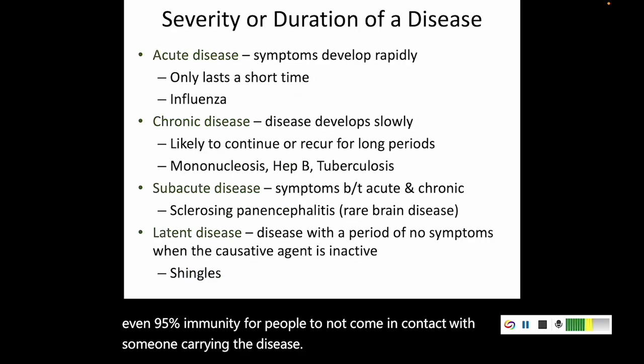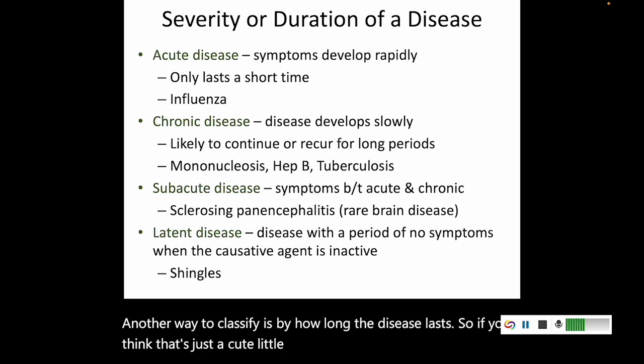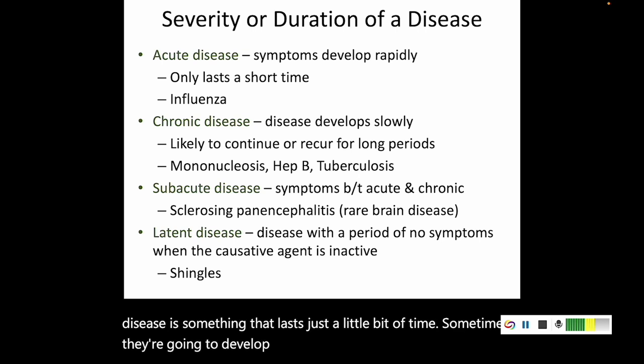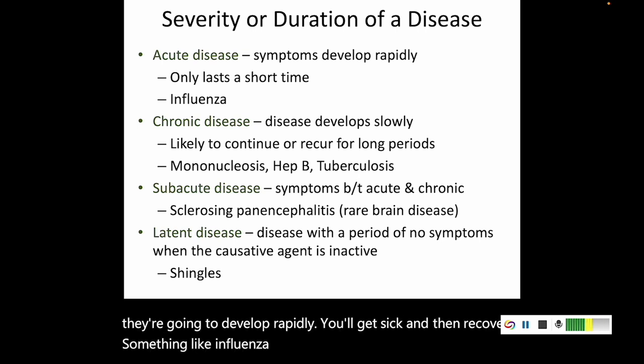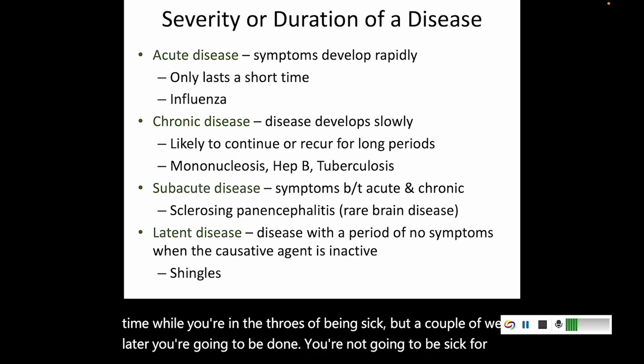Another way to classify is by how long the disease lasts. So if you think, oh, that's just a cute little thing, an acute disease is something that lasts just a little bit of time. Sometimes they're going to develop rapidly, you'll get sick and then recover. Something like influenza. It doesn't necessarily feel like it's a short time while you're in the throes of being sick, but a couple weeks later, you're going to be done. You're not going to be sick for the rest of your life.